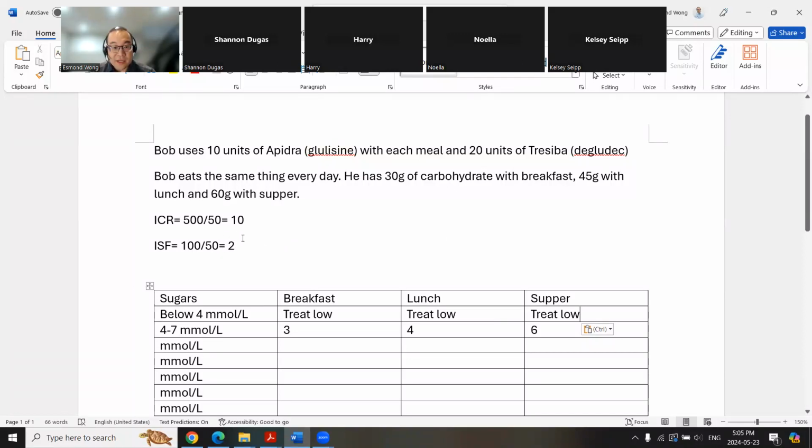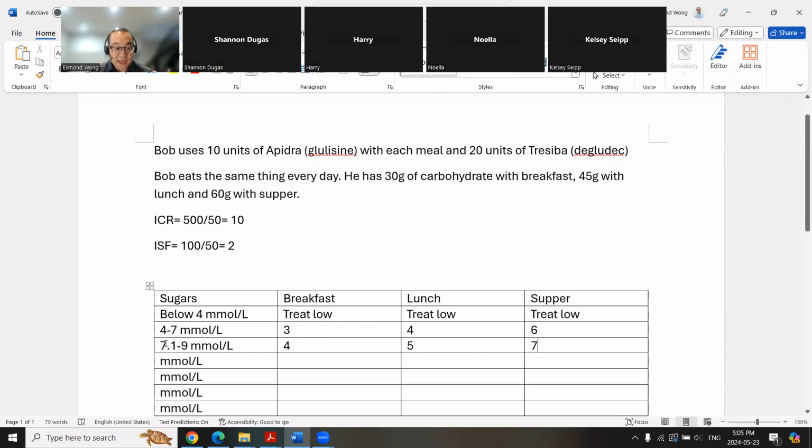Now what happens to build the rest of the sliding scale? We have to look at his insulin sensitivity factor. We know that 1 unit will bring him down 2. So that means if he's at 9, it'll bring him back down to 7. So if he's above target, say 7.1 to 9, 1 unit will bring him down 2. So in this case, it's 4, and then we have 4 for lunch, so this is 5, and now this is 7.